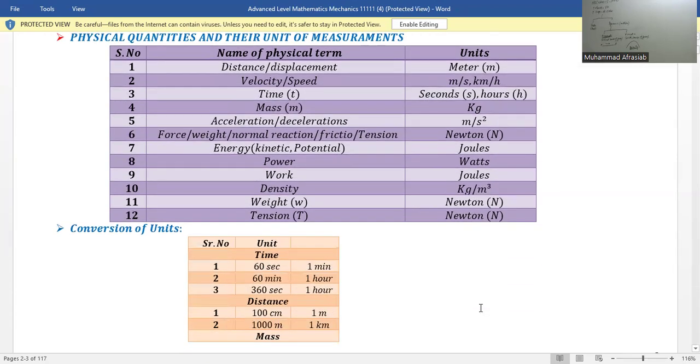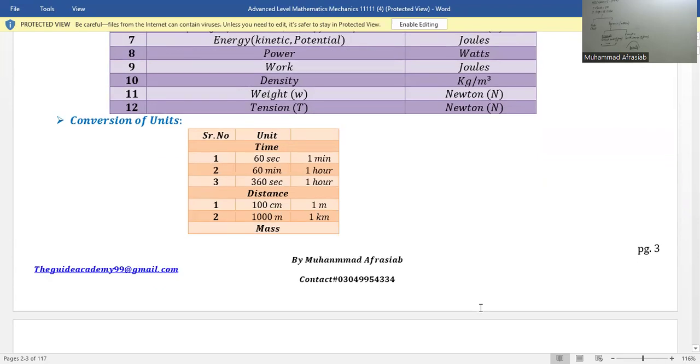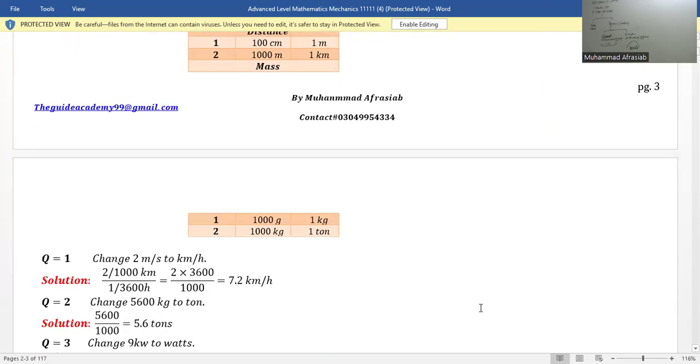Then conversion of the units. 60 seconds is equal to 1 minute for the time, 60 minutes is equal to 1 hour, 3600 seconds is equal to 1 hour. For the distance, 100 centimeters is equal to 1 meter and 1000 meters is equal to 1 kilometer. For mass, 1000 grams is equal to 1 kg and 1000 kg is equal to 1 ton. And then there are certain problems which we are going to use in this part.